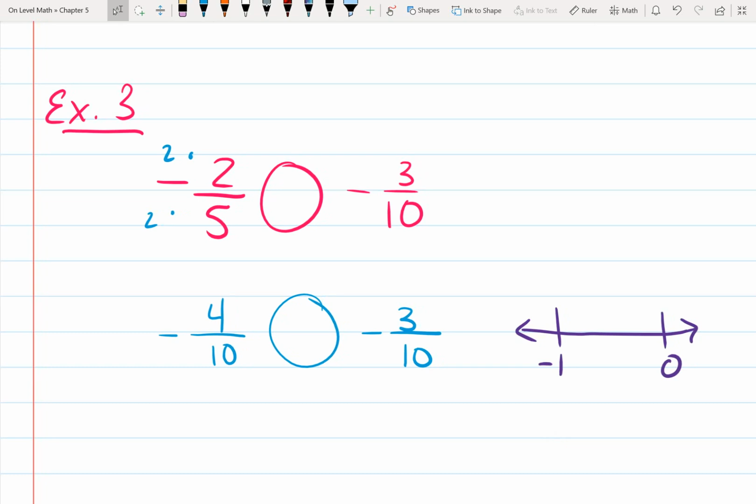Alrighty, let's kind of sloppily put these on the number line. I've got -4/10 and -3/10. Well, -3/10 is closer to 0, right? -4/10 is closer to -10/10, right? So that's closer to 1 whole. Therefore, which number is farthest away from 0? The -4, which means it has a smaller value. -4/10 is less than -3/10.